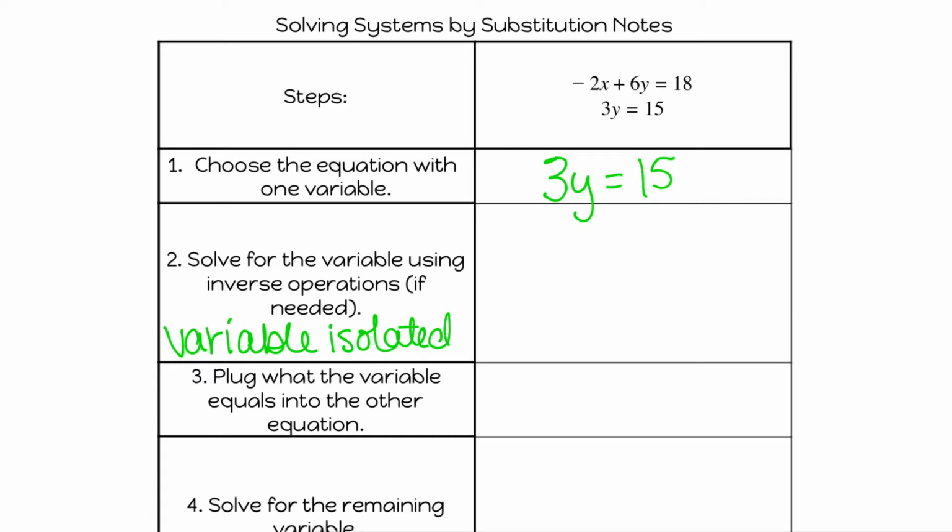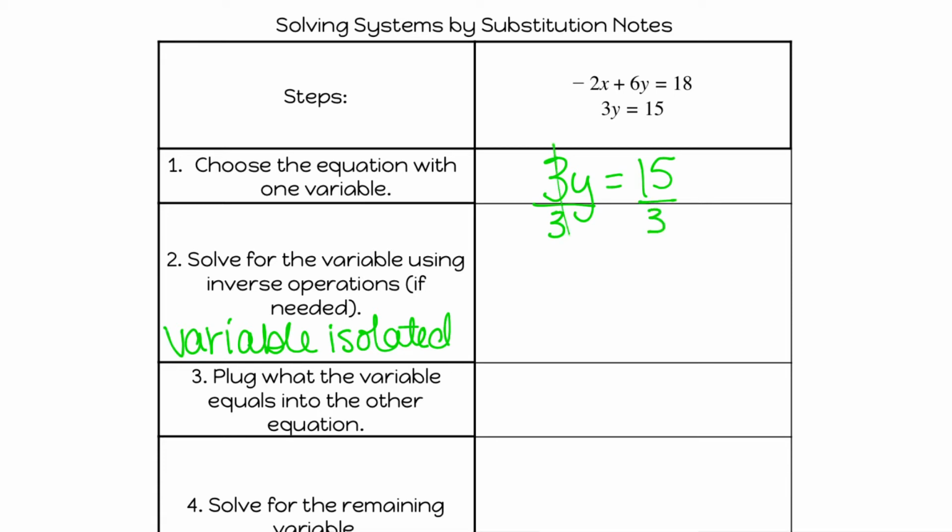So we have 3y equals 15. 3y tells me that 3 is going to be multiplied by the y. So how do I undo multiplication? We're going to undo it with division. So we're going to do dividing by 3 on both sides.